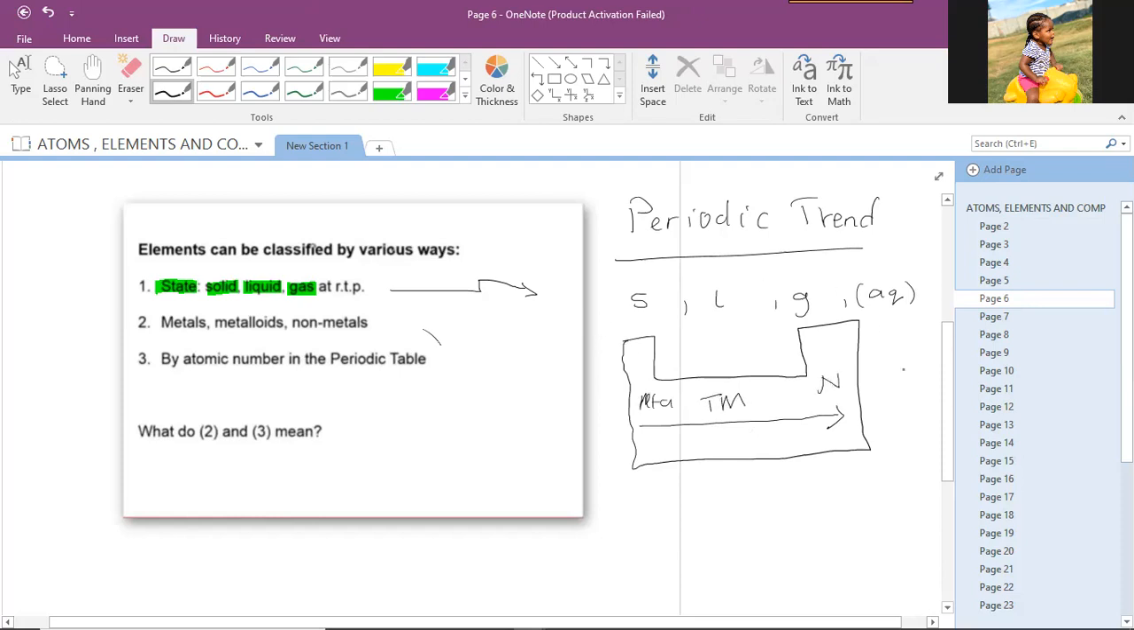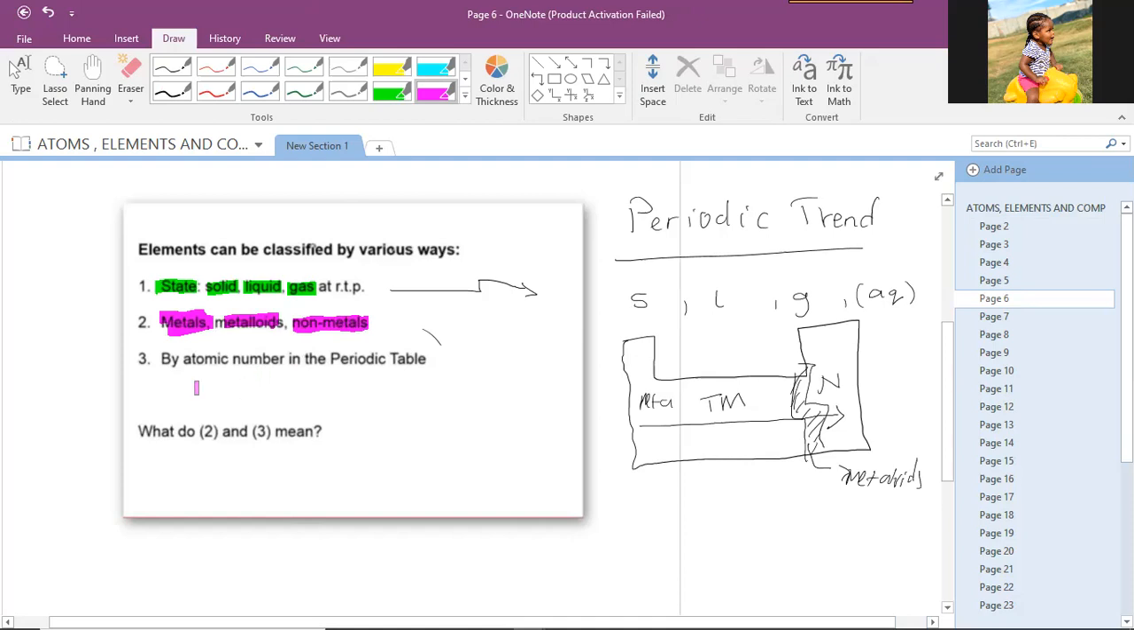So all these elements in the periodic table, and we have like a ladder here of certain elements that have characteristics of both metals and non-metals, and we call these metalloids. So we can classify elements also as metals, metalloids, and non-metals. Including non-metals, we just mean our gases and our noble gases.